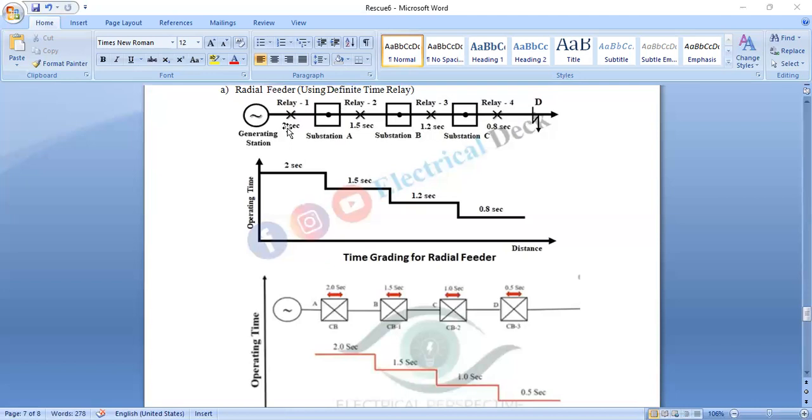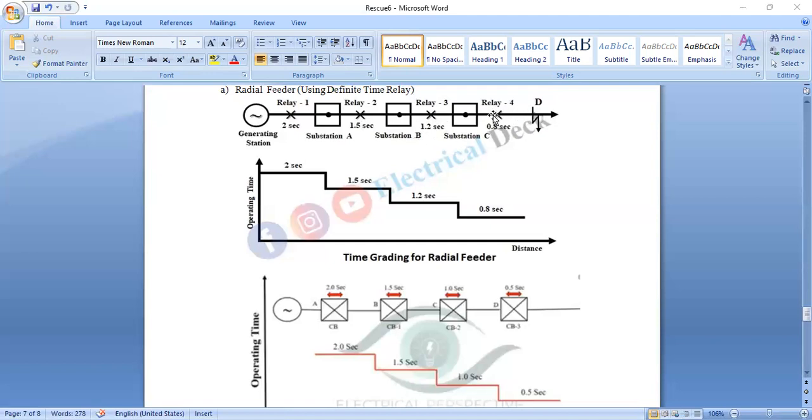So if the fault occurs in the section C to D, that section will be isolated in 0.8 second by relay 4 and its circuit breaker. These are substations A, B, C, with their circuit breakers. The relay sends the trip signal to the circuit breaker, and the remaining relays will not operate because their operating time is higher.